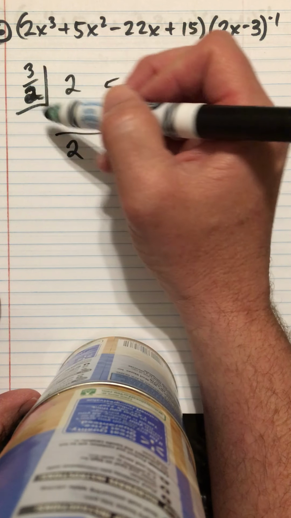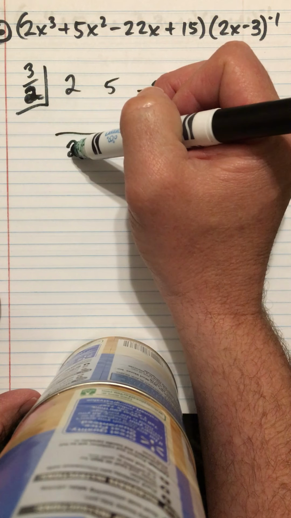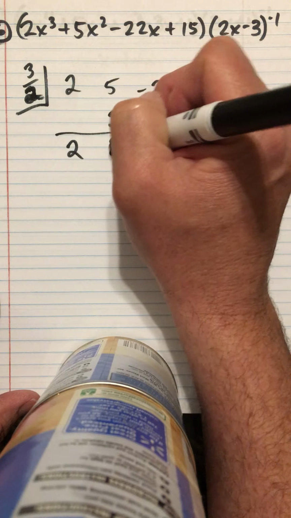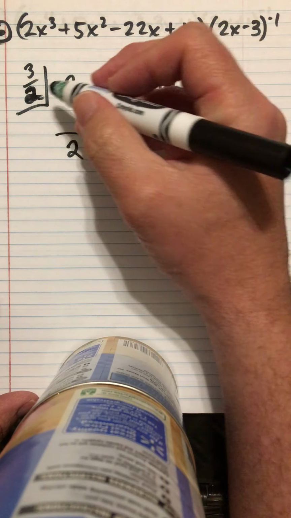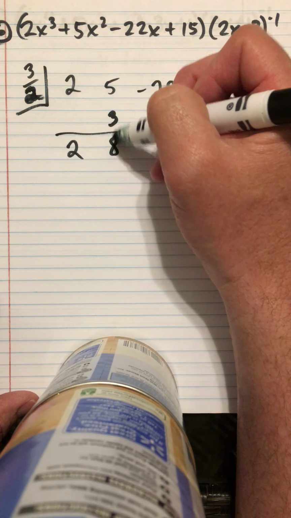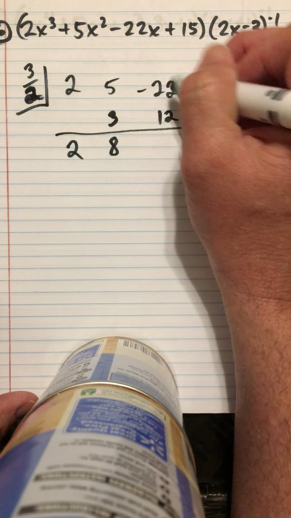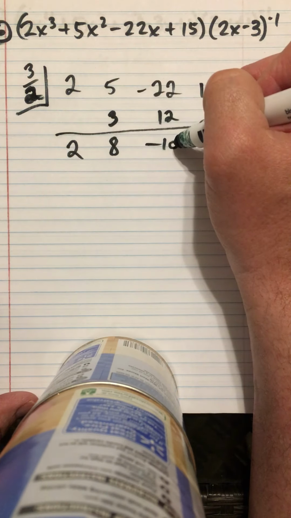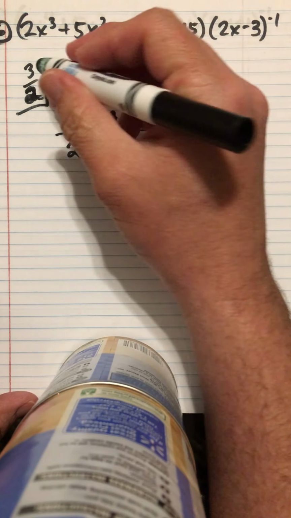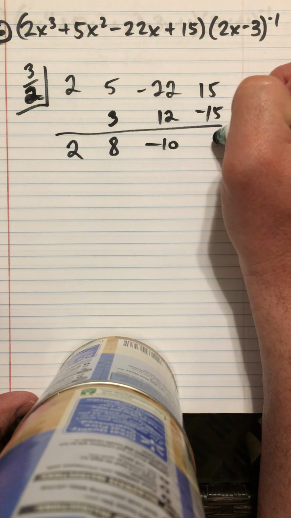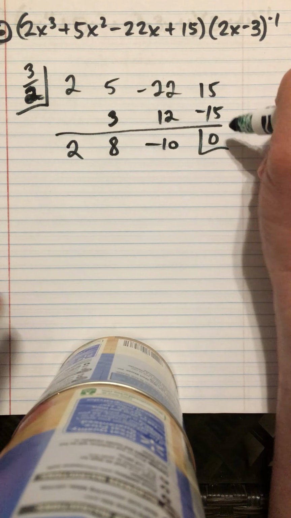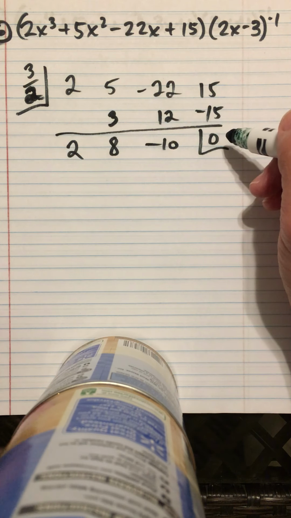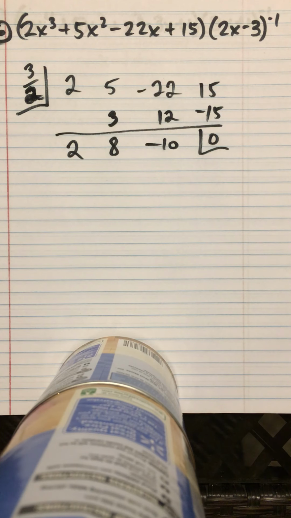This is a bottom number divided into the whole number. 2 goes into 2 one time. 1 times 3 is 3 for the next column, and add. Then do it again. 2 goes into 8 4 times. 4 times 3 is 12. Add, it's negative 10. 2 goes into negative 10 negative 5 times. Negative 5 times 3 is a negative 15. And add. This tells me my remainder is 0, so I don't have to write anything with the remainder, but here's the deal. I'm not done yet.